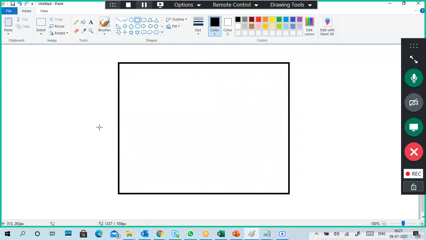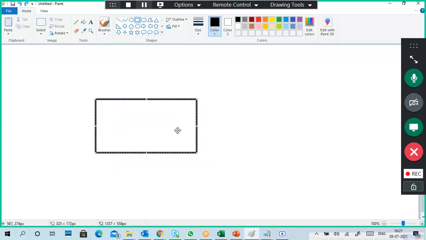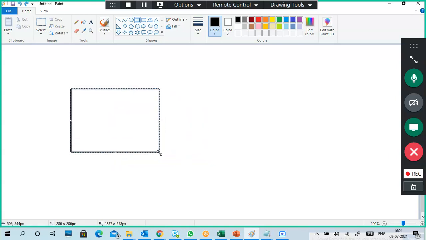What happened after the break? Okay. The small computer system interface. Very good.